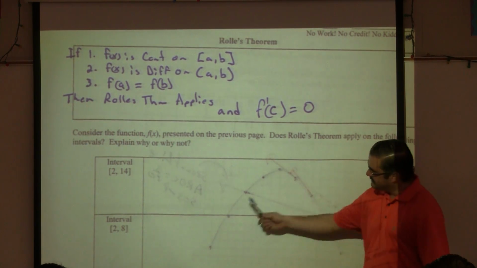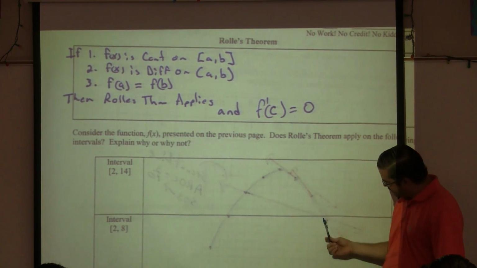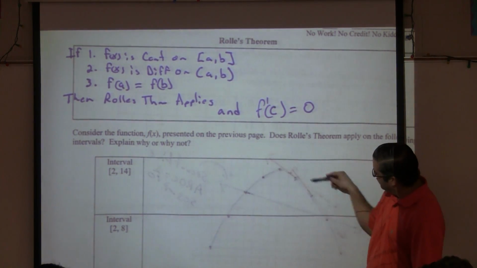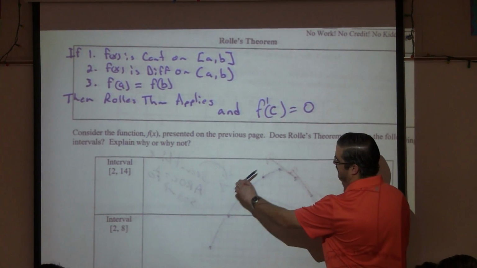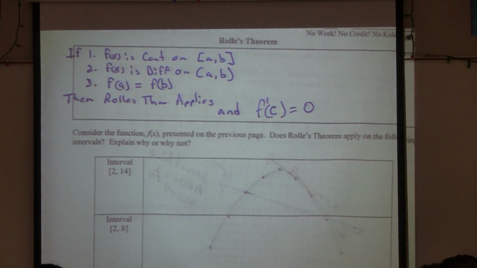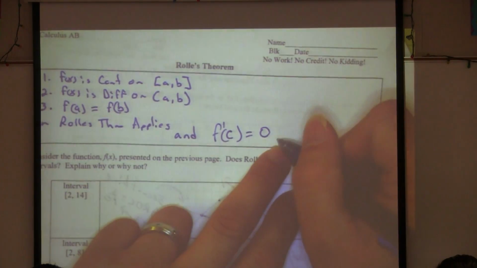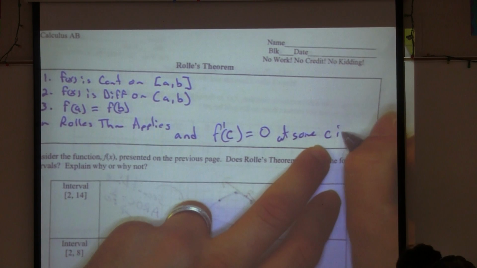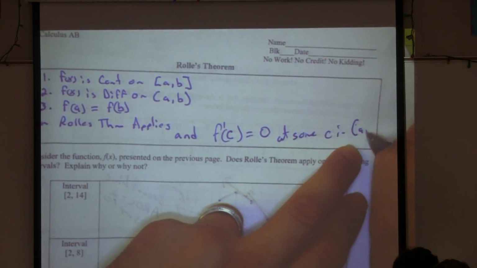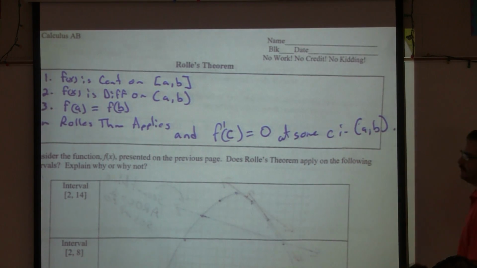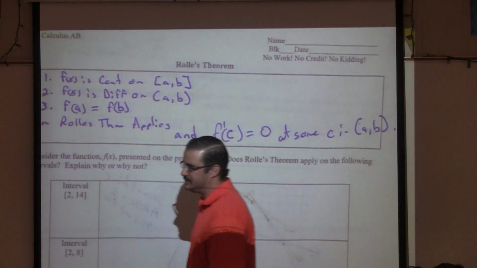Right? Does the starting point equal the ending point? Yes? Okay. So therefore, somewhere in between there, the derivative should have to equal what? 0. To 0. And it is true. Okay? And that's what we're going to explore right now. So f prime of C should equal 0 at some C in the open interval AB. Okay, so the endpoints are not included, all right? It has to be in the open interval.